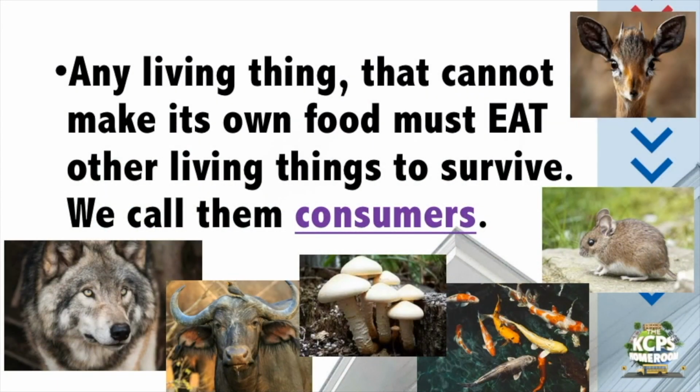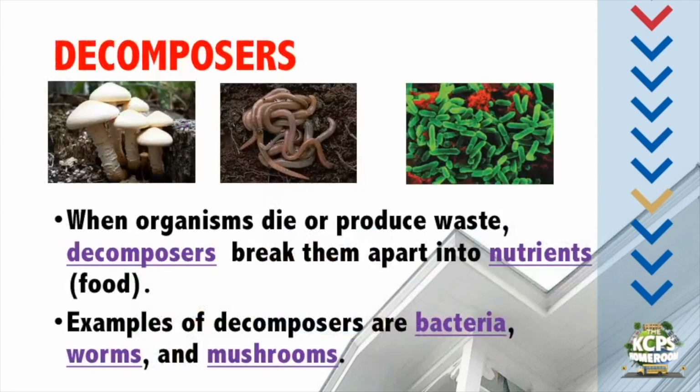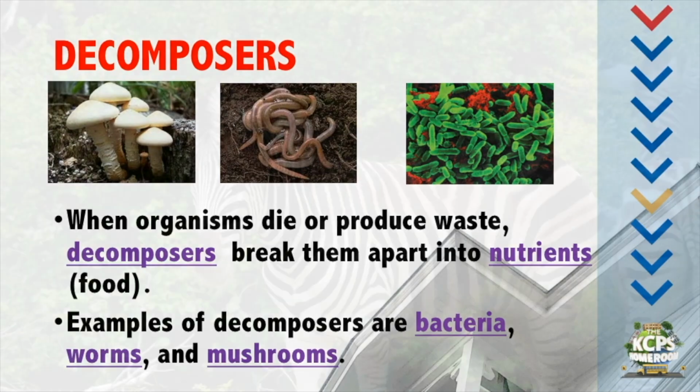Any living thing that cannot make its own food must eat other living things to survive. We call them consumers. Consumers cannot produce food directly from the sun's energy. They must eat other organisms, such as plants and animals, to get energy. And another type of consumers are decomposers. When organisms die or produce waste, decomposers break them apart into nutrients. And examples of the decomposers are bacteria, worms, and mushrooms.